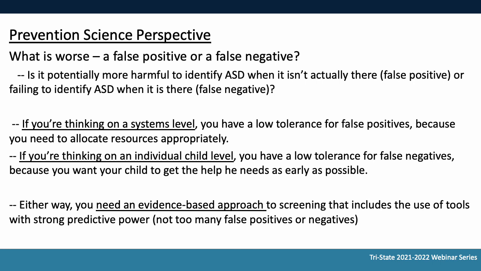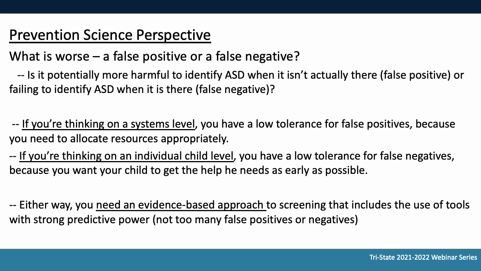Prevention science would say that if you're thinking on a systems level, if you're thinking about resources and providing intervention, then you probably have a pretty low tolerance for false positives. You don't want your system to be overburdened by having to give intervention to people who would have developed okay without it. If, however, you're thinking about an individual child, then you probably have a low tolerance for false negatives. In other words, you can't afford to miss a child who does require the early intervention and help. Because if he doesn't get that help, you might expect that growth and development won't happen as quickly.